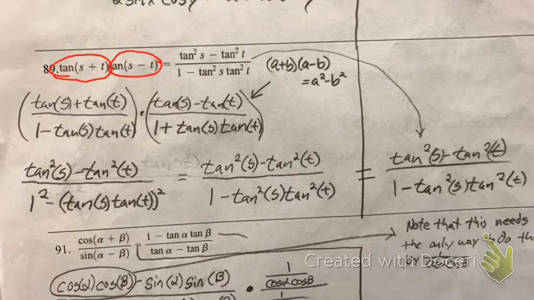I can't say it any more than that. If you see a problem that has two angles being added, you have to expand it first and foremost. That's how every one of these problems worked. So I'd expand that tangent of s plus t into a tangent s plus tangent t over 1 minus tangent s tangent t. But that also means that you need to know these formulas. And then tangent s minus t would be tangent s minus tangent t all over 1 plus tangent s tangent t.